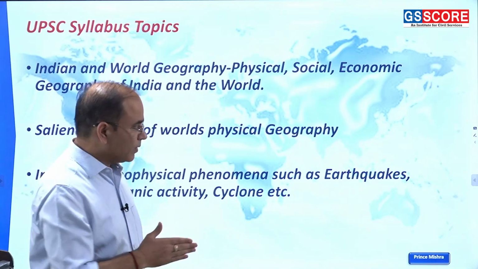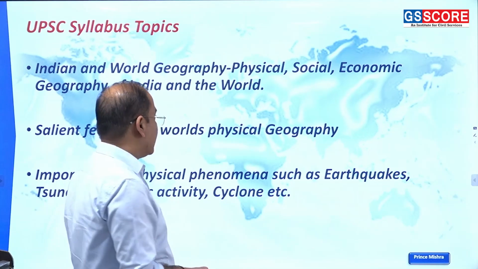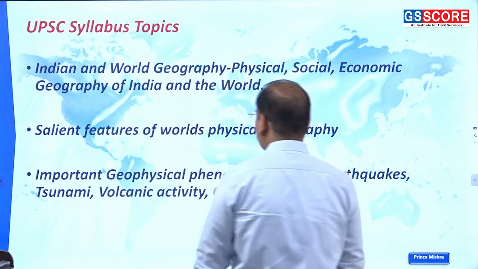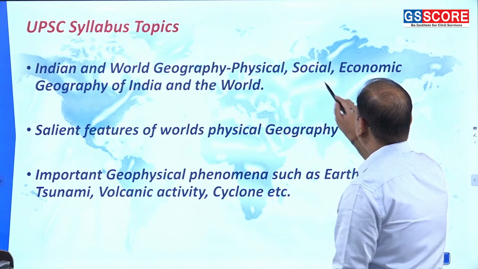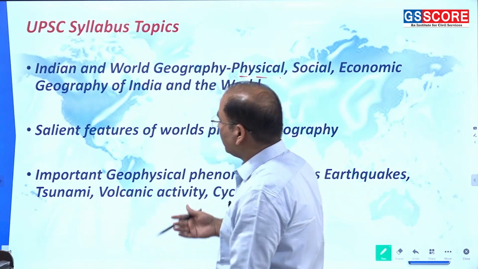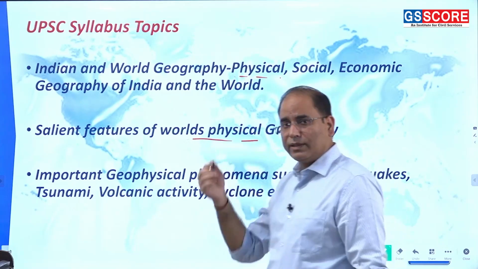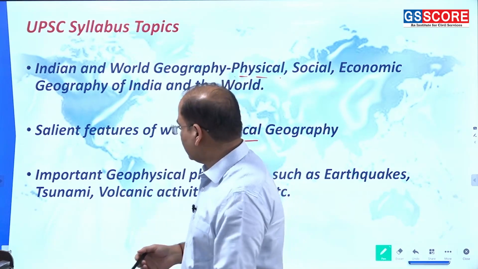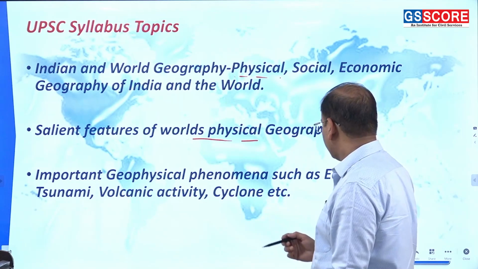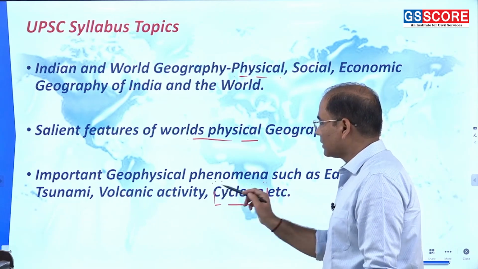If you look at the syllabus given by the UPSC, you will find it highlights topics like India and world geography: physical, social, economic geography of India and the world. So here we have the topic of physical geography that deals with climatology. Similarly, the second topic is the salient features of world physical geography, which also includes climatology. Then one more topic mentioned by the UPSC is important geophysical phenomena such as earthquake, tsunami, volcanic activity and cyclone. So here we have the cyclone.